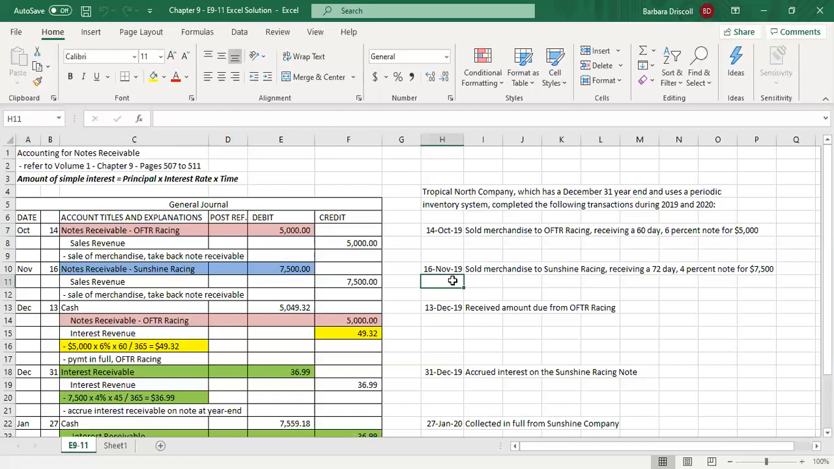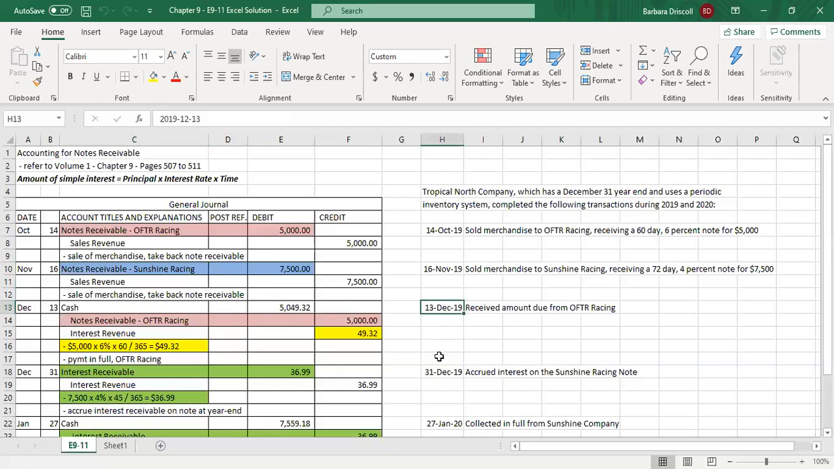On November 16th, we sold merchandise to Sunrise Racing, receiving a 72-day 4% note for $7,500. Similar to the October 14th transaction, we debit note receivable and we credit revenue for the $7,500. With both these note receivables, we've received a signed document from our customer with a promise to pay within 60 and 72 days. At the time of repayment, we will receive, one, the principal amount of the note, but we'll also receive any interest that has accrued over that 60 and 72 days.